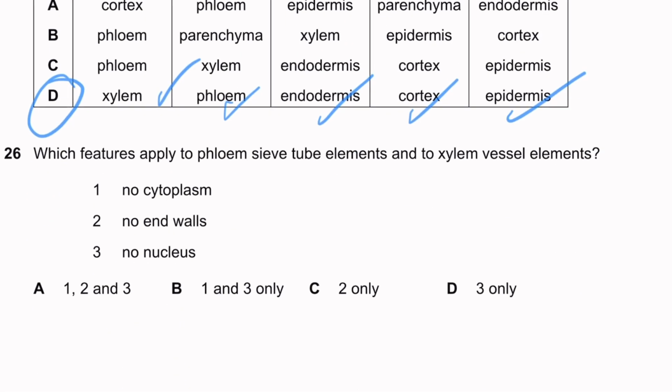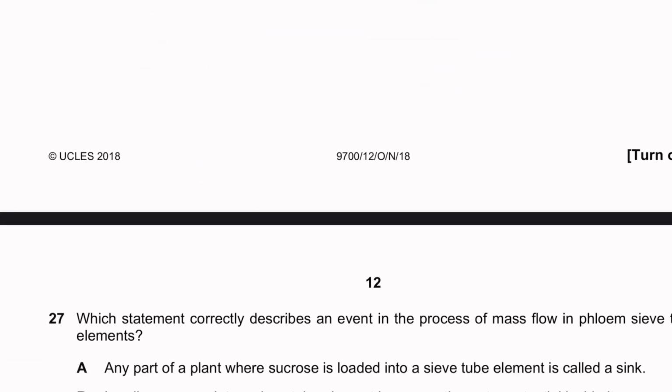26, which features apply to phloem sieve tube elements and to xylem vessel elements. So let's see, no cytoplasm. Actually, phloem sieve tube element has cytoplasm, however, to the side, okay. It's very much to the side. No end walls. Well, actually, it's only applicable to xylem because xylem has no end walls. However, phloem sieve tube has perforated end walls, meaning they have holes in their end walls. They have the sieve plates at the end, okay. No nucleus. Yes, they both do not have a nucleus. That's why the answer is D only.